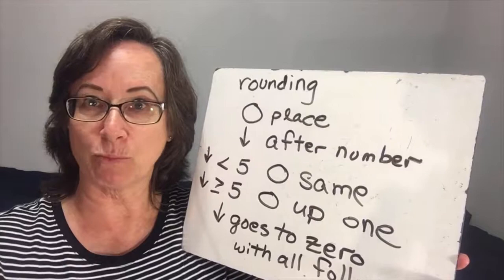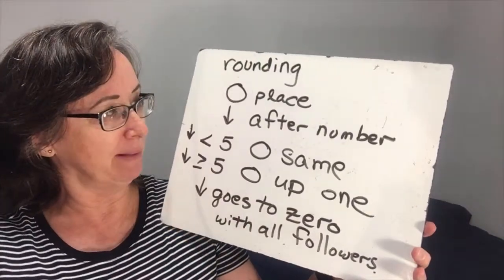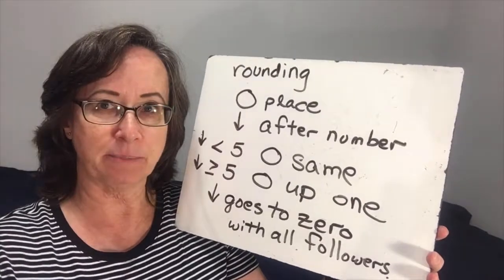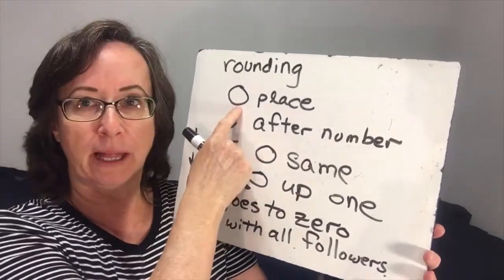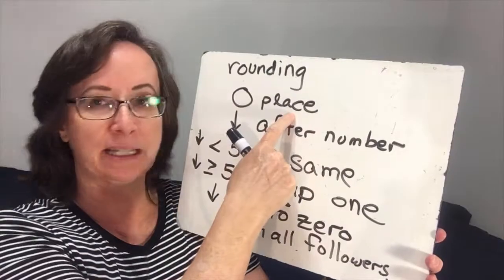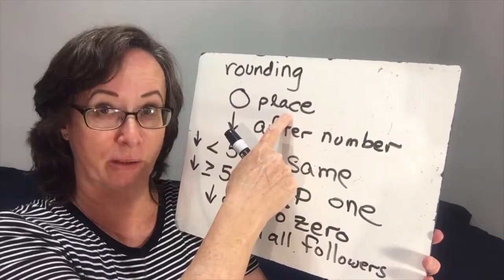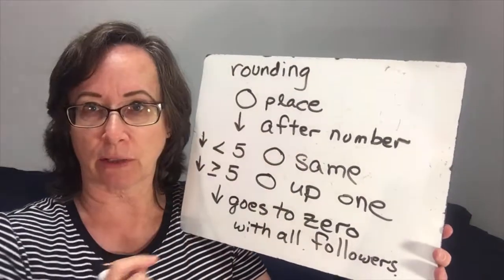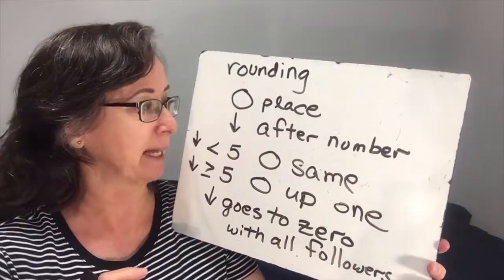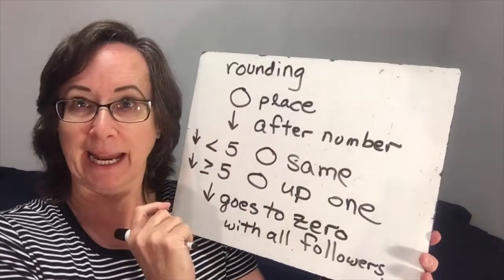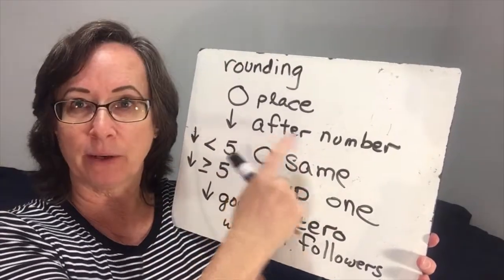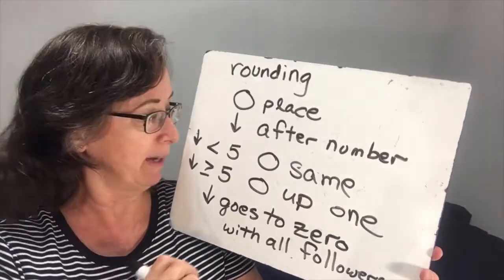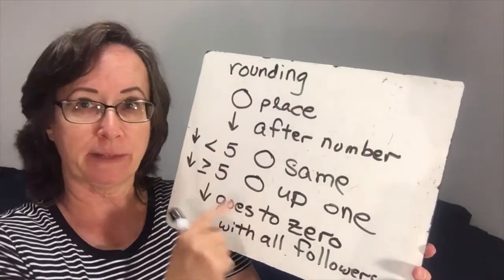Now we're talking about rounding. Okay, so I made this board to try to help us with the rounding rules. In the Saxon book, they tell you to circle the digit that is in the place that you're to round to. So if we're rounding to the thousands place, we would put a circle around the digit in the thousands place. And then we're going to put a little arrow on the number that is after the one that we just circled. That's easy. All right, then we're going to follow this rule.